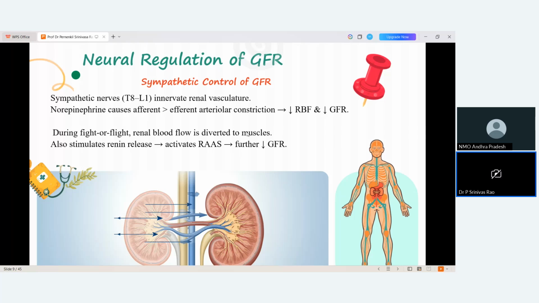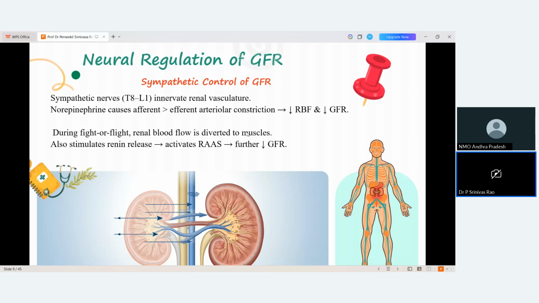During the fight or flight, same thing. With sympathetic activation, renal blood flow is diverted to muscles. See, when you want to run, what will happen? The sympathetic is activated. When the sympathetic is activated, all the important organs will be dilated. For example, what will happen to the iris? It will dilate. What will happen to the bronchus? It will dilate because you need more amount of air.